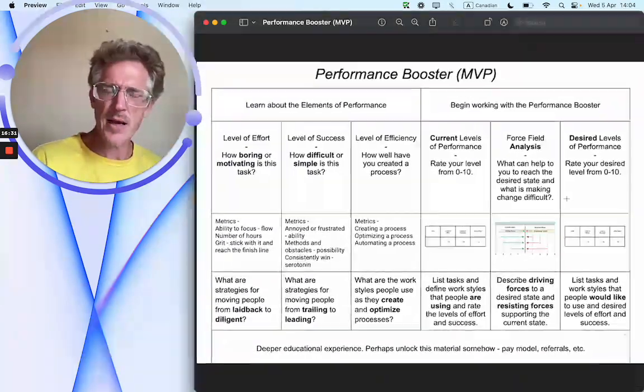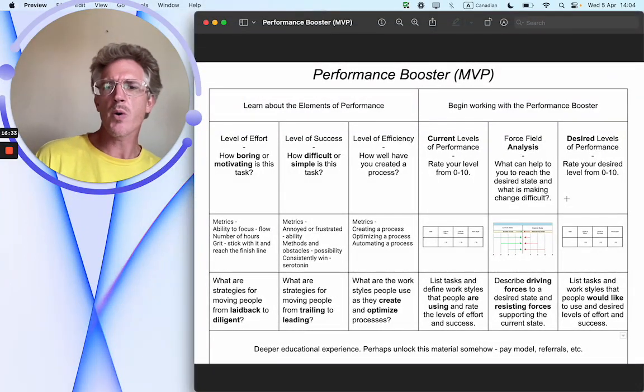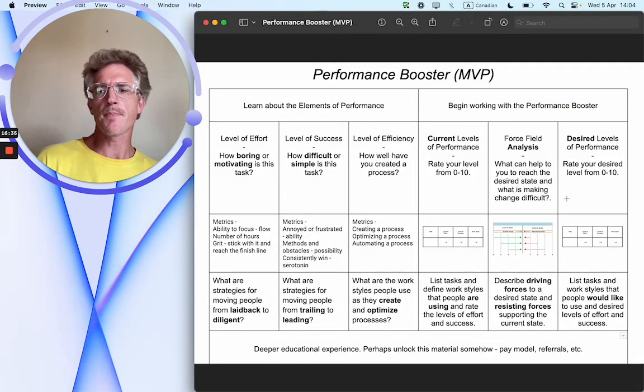So this app, Performance Booster, will give somebody a very clear framework to understand the most important elements that are connected with a person's performance. It will help them understand the forces of why they can't go forward, or how to go forward, or why they feel resistance, and what is driving them. And then to create some goals.